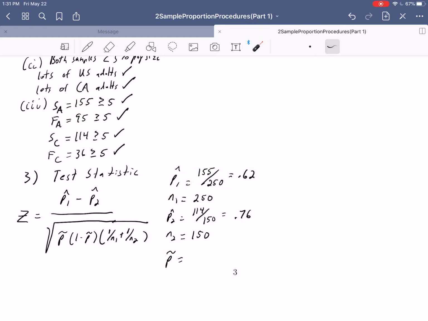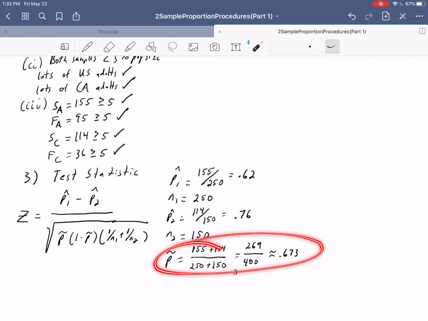In terms of calculating P tilde, we're going to add the successes together. So 155 plus 114 divided by 250 plus 150. We're adding the successes together up top, and we're adding the sample sizes together in the denominator. Up top, 155 plus 114, that's 269 out of 400. And then if we do that division, 269 divided by 400, we should see that that comes out as about 0.673.